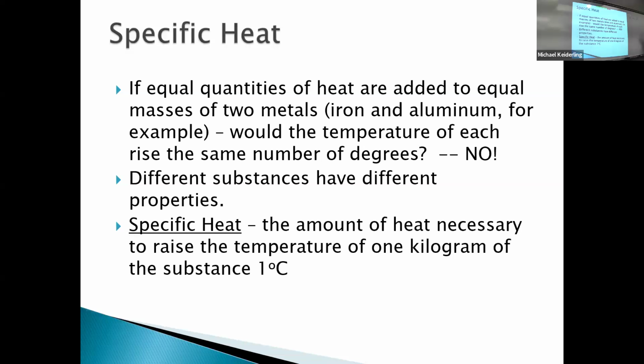So different substances require different amounts of heat to warm up. The heat capacity, C, is the heat required to warm 1 kilogram of the substance 1 degree Celsius.